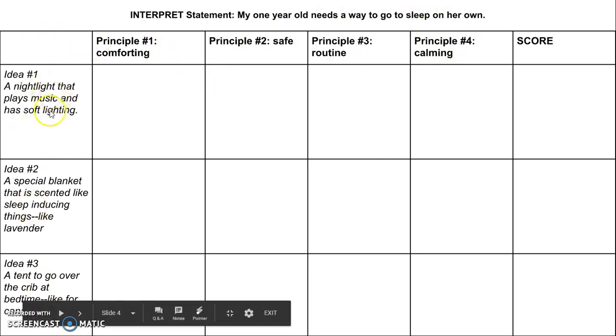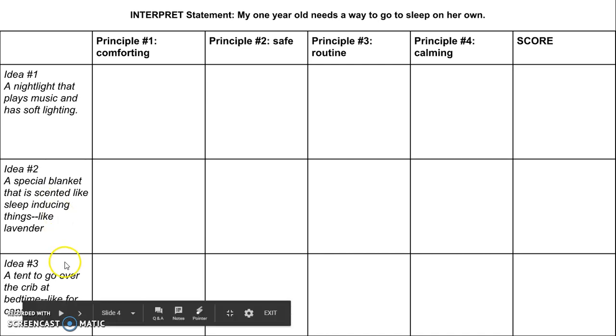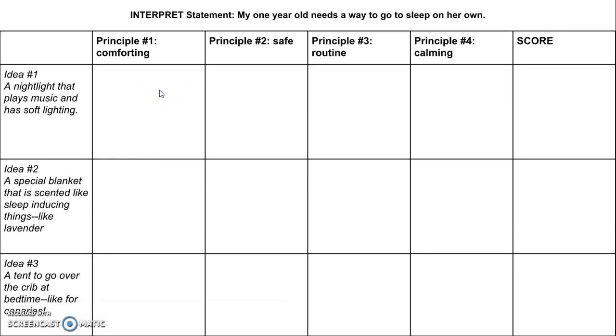Down over here, these are my ideas. So I brainstormed 3 ideas, and these probably already exist as products. This is just to demonstrate how you do the decision matrix. I'm not trying to be crazy creative and outside the box. So one idea I had is a nightlight that both plays soft music and has soft lighting to help calm them and soothe them. Idea 2 is a special blanket that is scented with sleep-inducing things like lavender. And then idea 3 is a tent that can go over the crib at bedtime, like the canary effect with birds where you put something over their cage and it tells them it's bedtime. So those are my ideas.